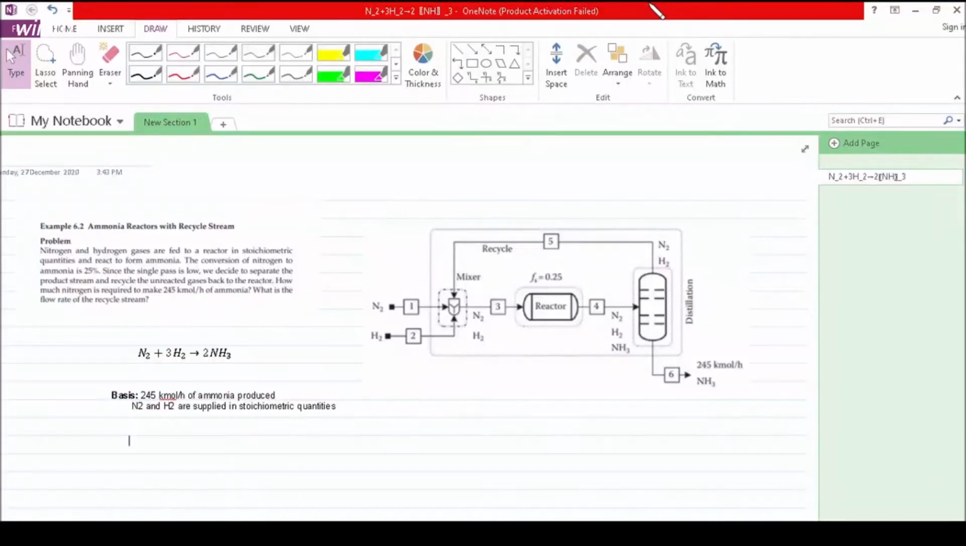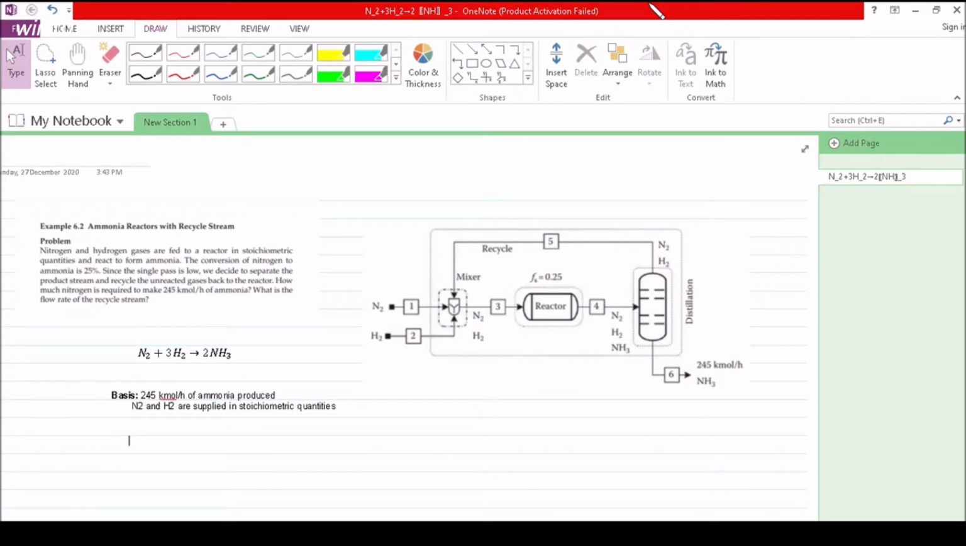Hi, in this video, we are going to simulate a sample problem in Principles of Chemical Engineering Processes by Gasson and Henda. Specifically, example 6.2, ammonia reactors with recycled stream. The problem is, nitrogen and hydrogen gases are fed to a reactor in stoichiometric quantities and react to form ammonia. The conversion of nitrogen to ammonia is 25%.